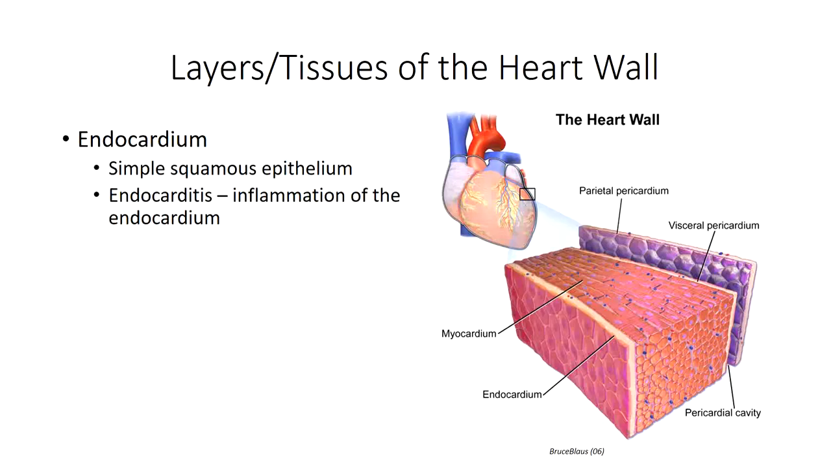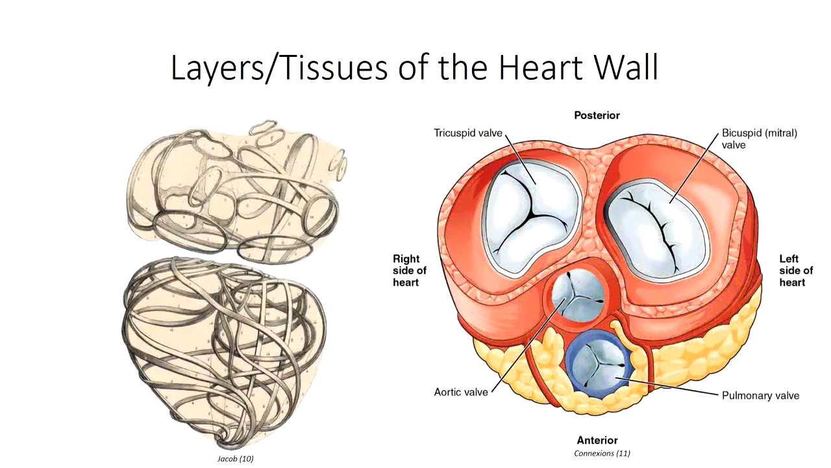The innermost layer is known as the endocardium. This is a simple squamous epithelial lining that is continuous with the endothelium lining in the blood vessels. The endocardium also lines the valves of the heart, which is a common site for endocarditis, or inflammation of the heart lining. Connective tissue also plays a critical role in the structure and function of the heart.